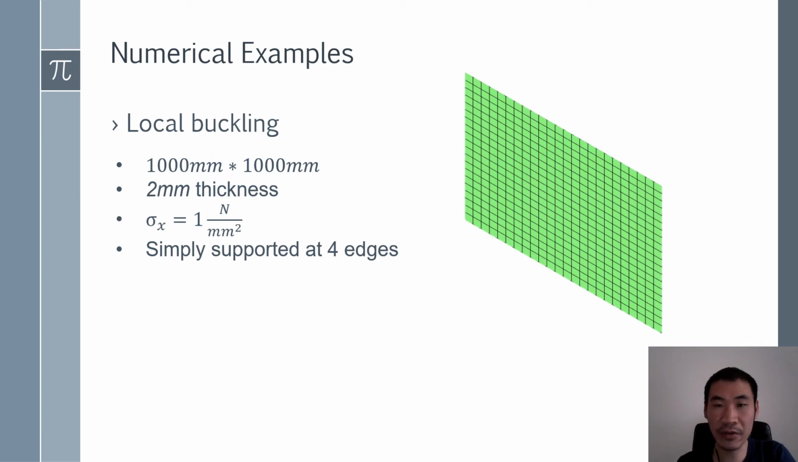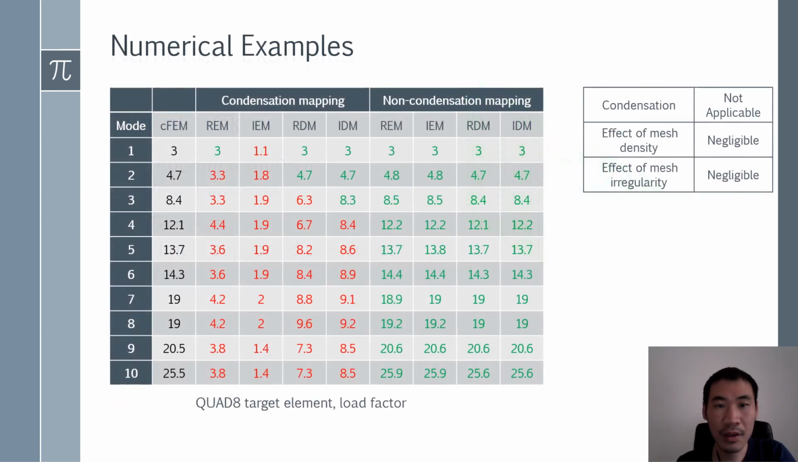Here is the configuration for local buckling. For quad 8, it is clear from the table that the condensation approach is not precise for the local constraining. Almost all of the results are in red. However, the non-condensation shows a very good agreement with the original CFEM result. As you can see in the table, for the non-condensation, all of the results are in green, and the effect of the mesh density as well as the mesh irregularity can be neglected for the non-condensation mapping.